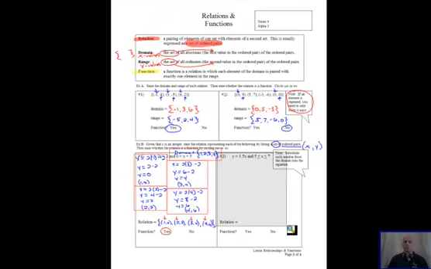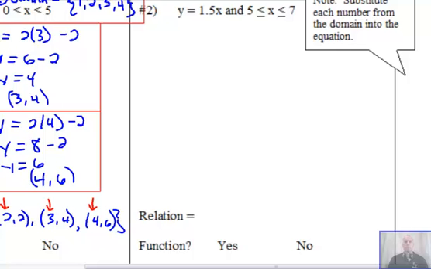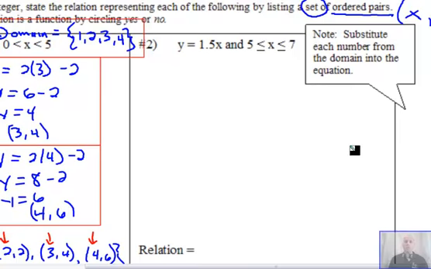Number 2. Once again, we were supposed to state the relation listing a set of ordered pairs. So for this problem, my domain is going to be 5, 6, and 7. When you do your work for this, you do not have to show this step. You can if you want, but you don't have to. So here my domain is 5, 6, and 7.